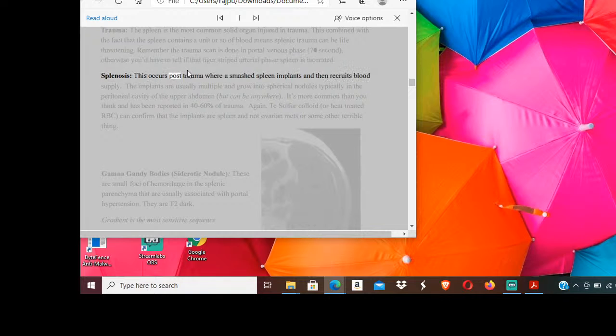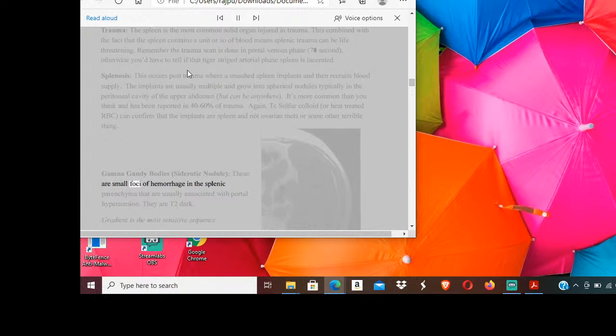Splenosis. This occurs post-trauma, where a smashed spleen implants and then recruits blood supply. The implants are usually multiple and grow into spherical nodules, typically in the peritoneal cavity of the upper abdomen, but can be anywhere. It's more common than you think, and has been reported in 40 to 60% of trauma. Again, Tc sulfur colloid, or heat-treated RBC, can confirm that the implants are spleen, and not ovarian mets, or some other terrible thing.